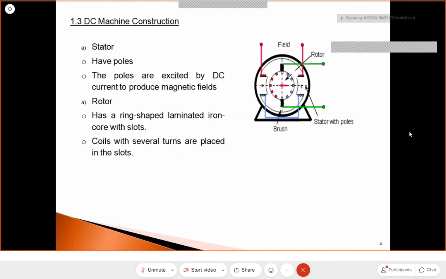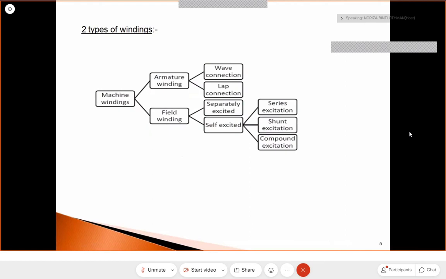So you boleh Google lah dalam YouTube ataupun dalam Google, untuk further understand how the DC machine work. Macam mana dia work. Okay, there are two types of winding in DC machine or DC motor or generator.